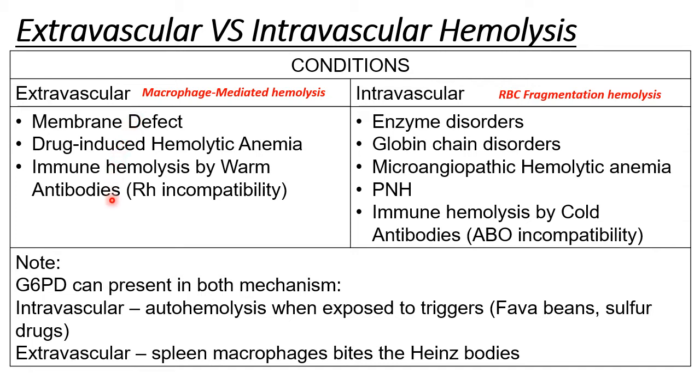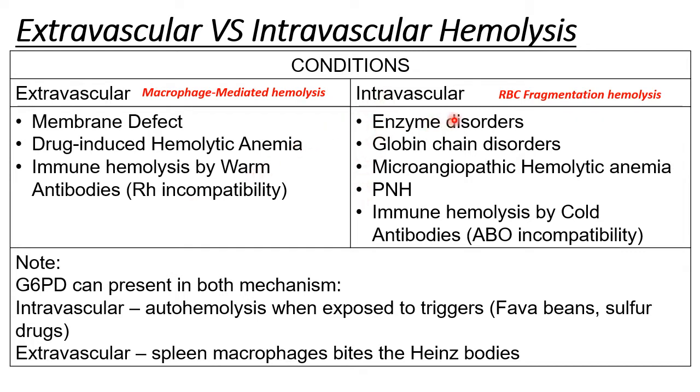So, ano yung mga condition na yan? Number 1, may membrane defects. Kung maalala nyo yung topic natin back in midterms, ang mga membrane defect is number 1, spherocytosis, elliptocytosis, ovalocytosis. Okay, babalikan naman natin yan mamaya. The next, your drug-induced hemolytic anemia. Okay? Next, immune hemolysis by warm antibodies, most especially during Rh incompatibility. Okay? And then, dito tayo sa intravascular.